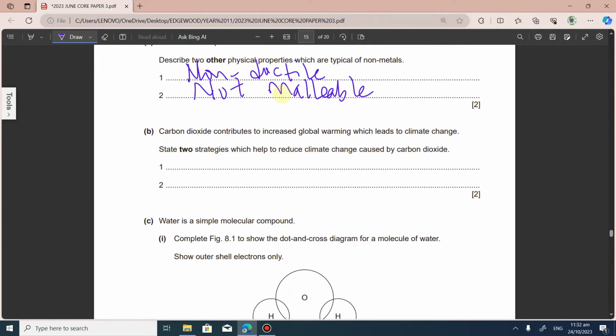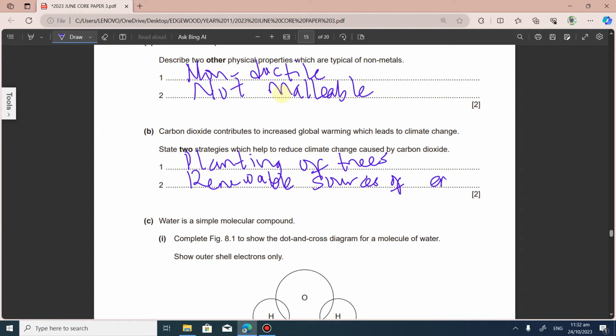Carbon dioxide contributes to increased global warming, which leads to climate change. This is as a greenhouse gas. Okay, so state 2 strategies which help to reduce climate change caused by carbon dioxide. Of course, if you remember, under strategies to solve the problem of greenhouse gases such as carbon dioxide and methane, one way is afforestation or planting of trees. So there you say afforestation or planting of trees. And another one is adopting the use of renewable sources of energy. So instead of burning fossil fuels, why don't we use solar and wind sources of energy to avoid the production of carbon dioxide?